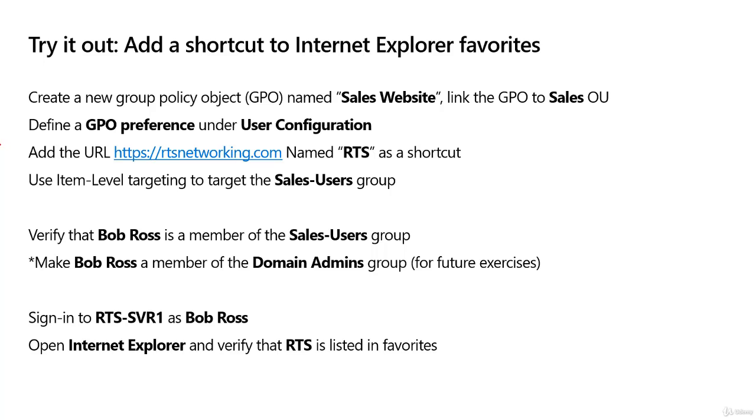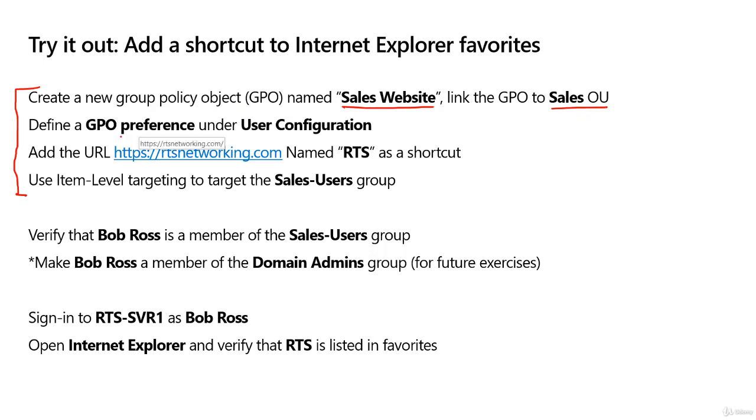In this try it out example, which you can follow along with, I'm going to add a shortcut to my Internet Explorer favorites. Now, a few things have to be done in group policy. The first thing I'm going to do is create a new group policy object, and I'm going to name it sales website. I already have an OU named sales, so I'm going to link that GPO to the sales OU.